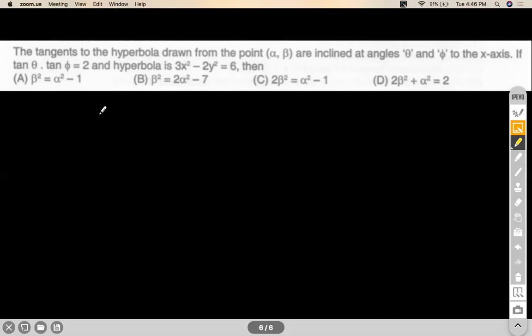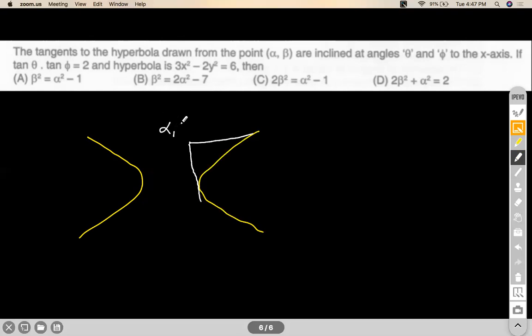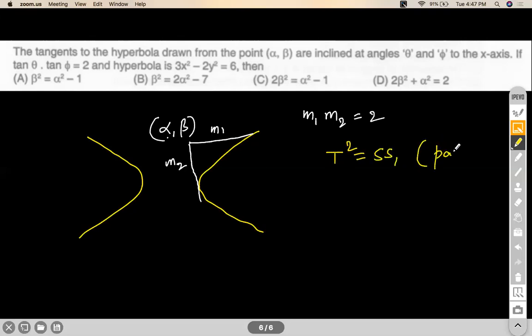Okay. Now, basically, it's a case of pair of tangents, right? So there's a hyperbola, and from a point alpha comma beta you're drawing a pair of tangents. Let's say these are the slopes of these two tangents. The question is saying that M1 M2 is equal to 2. So first of all, what is the equation of a pair of tangents drawn from an external point to the hyperbola? It is T square is equal to SS1. This is the equation of pair of tangents.